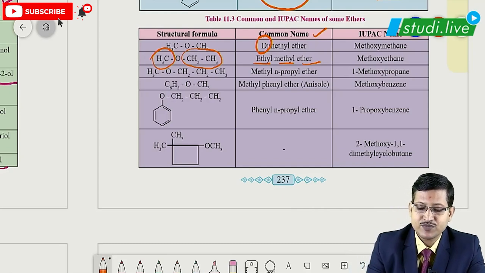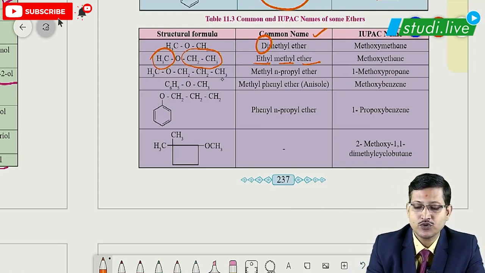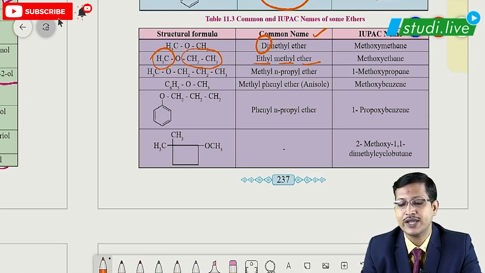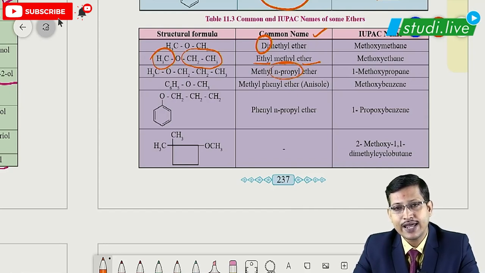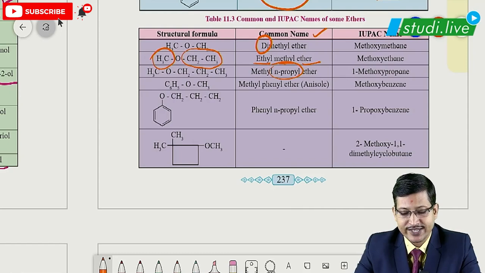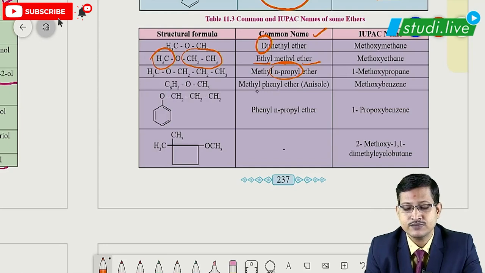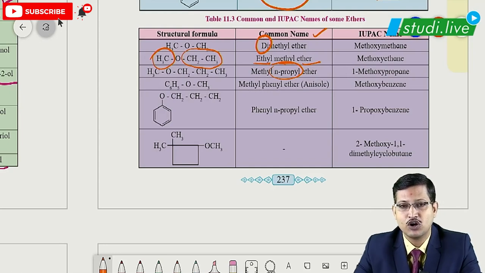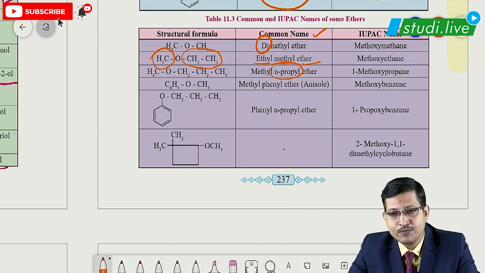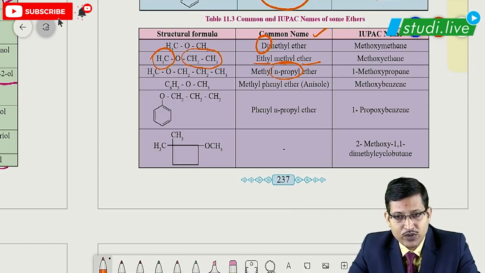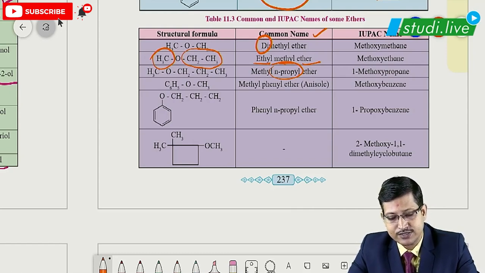The next one is the same way, CH3OCH2CH2CH3. Now in this case it is methyl and these are 3 carbon atoms, propyl. So again methyl is M, propyl is P. So it is methyl n-propyl ether. The next one, C6H5OCH3. This is methyl group and C6H5 is called phenyl group. So methyl is M, phenyl is P. So methyl first and then phenyl. So the name of the compound is methyl phenyl ether.